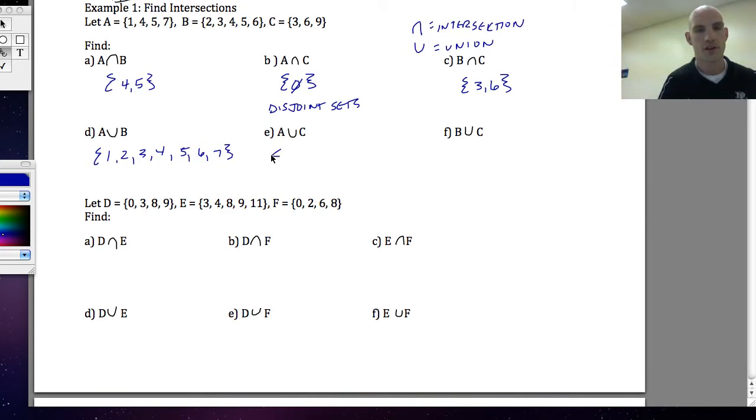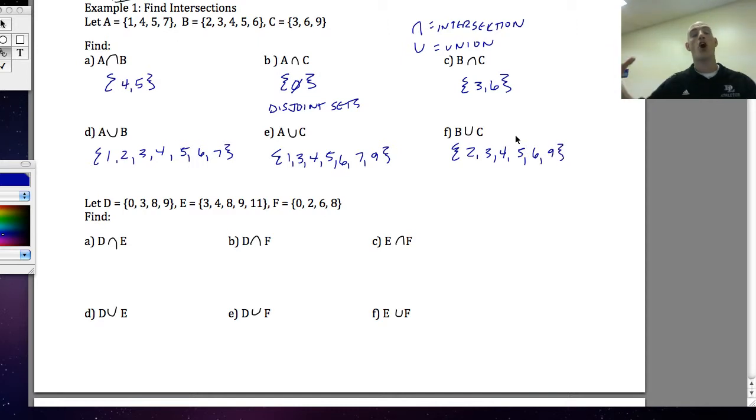What about A union C? Now notice when we had intersection they were disjoint, but because it's union we're going to put all of them together. So A is going to be 1, and C's got a 3, there's a 4 in A, there's a 5, a 6, a 7, and a 9. That's everything in A or C all together, one big set. What about B union C? B union C is going to be 2, 3, 4, 5, 6, and 9. Everything all together. Intersection is what's shared.